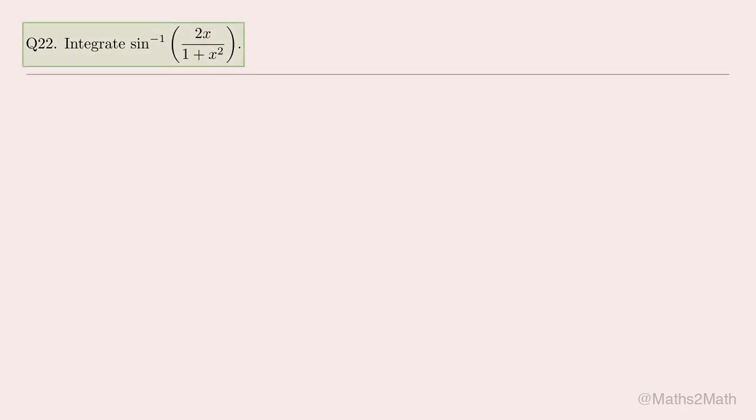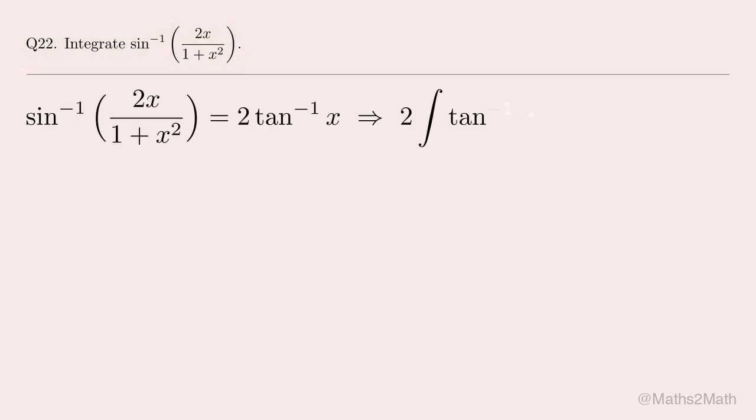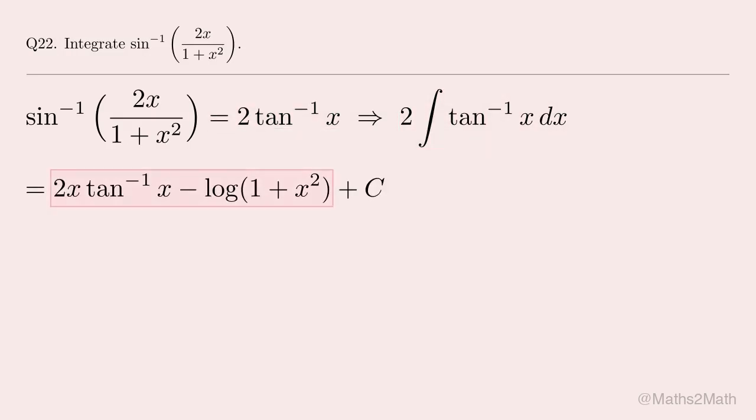Question 22, the last integration. The double angle collapse from Chapter 5 returns. It equals 2 inverse tangent x. Replace the integrand, then use the earlier inverse tangent integral. Twice the question 13 result.